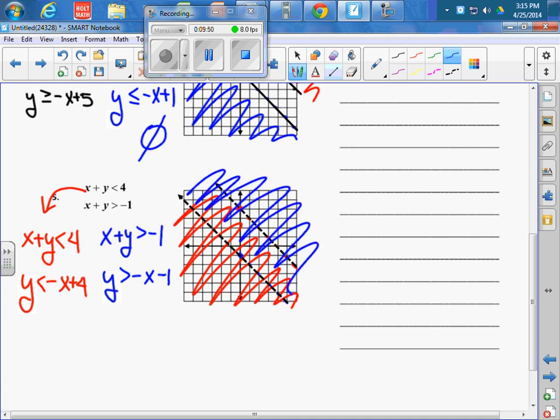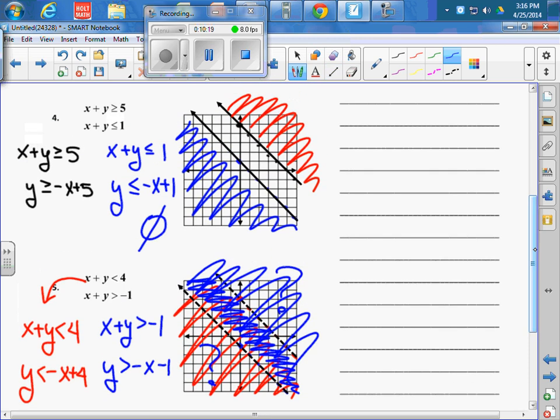Now again, these two lines are parallel like they were in number 4, but in this case the shading is overlapping. See, over here I have only red. Up here I have only blue, but in between the two lines is where they overlap, and that's where it's red and blue. So any point in that combination, in between those two lines, would be your solution here. The coordinates of any point in that shaded area would satisfy both of those inequalities.